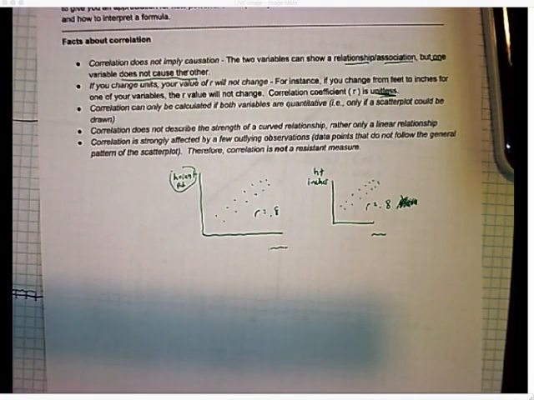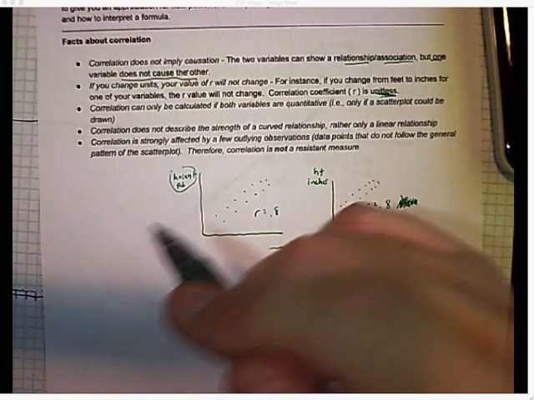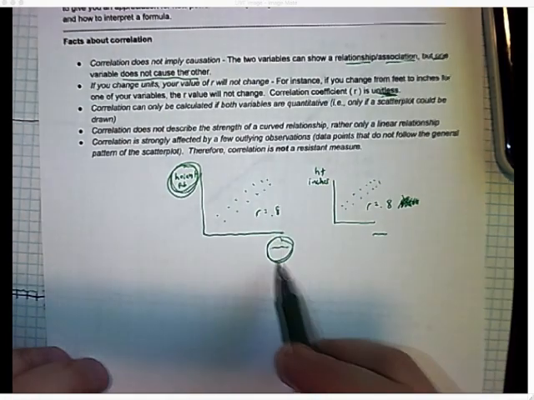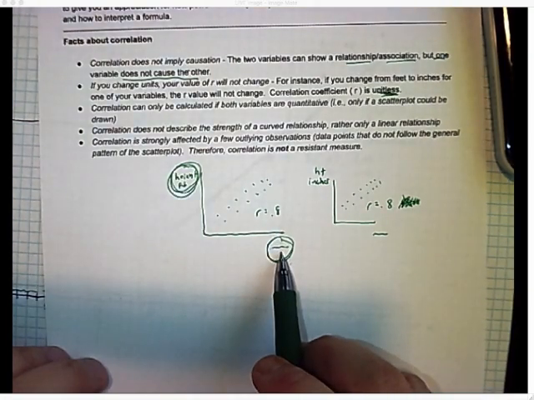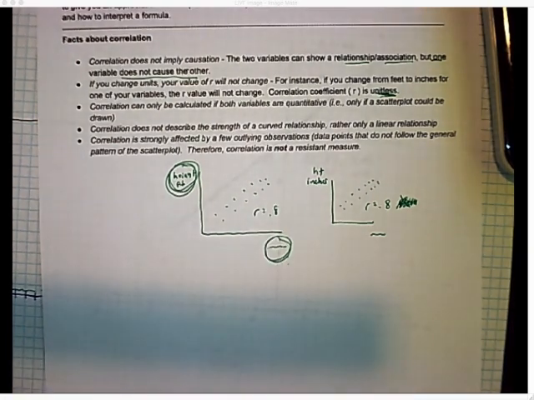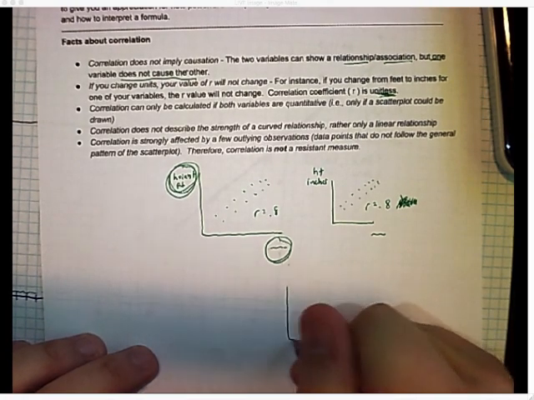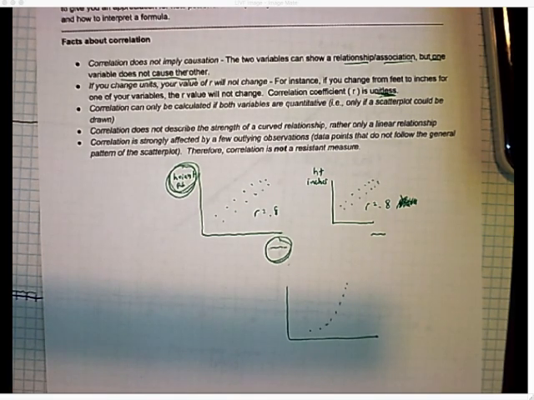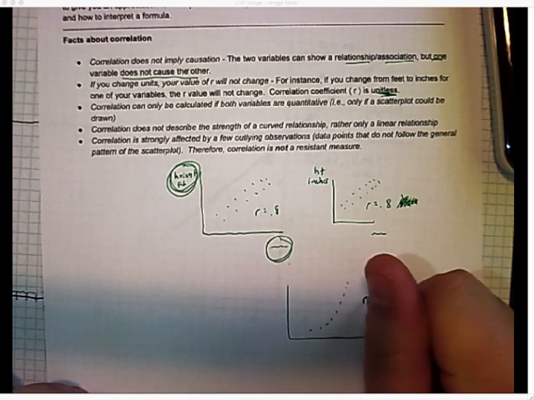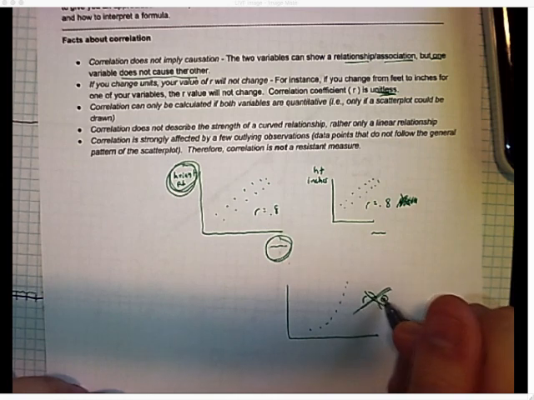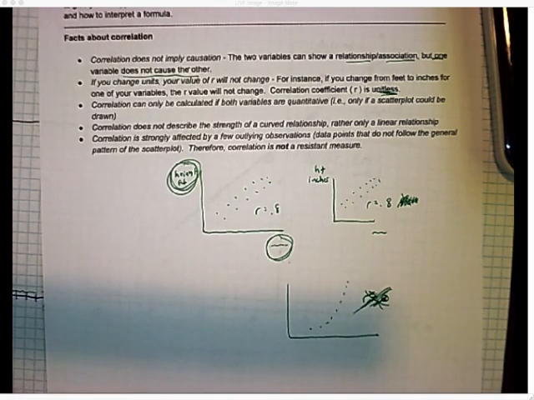All right, we can only do correlation if both variables are numerical or quantitative. If one of these is not a quantitative variable, then we cannot make a scatter plot and we cannot calculate r. All right. If you have a curved relationship, if the data is not linear, if your scatter plot looks curved, you can't use r. I mean, the calculator will calculate r, but you shouldn't use it if you have a curved relationship.